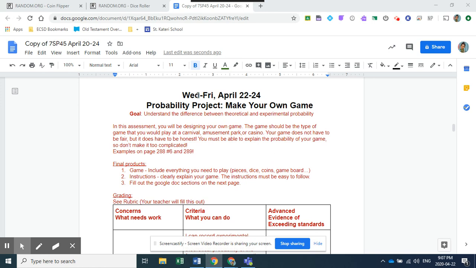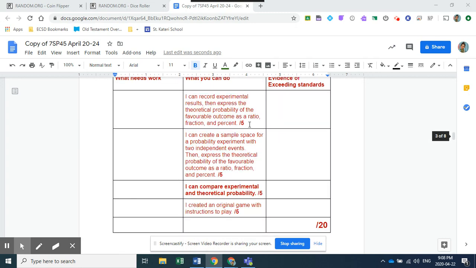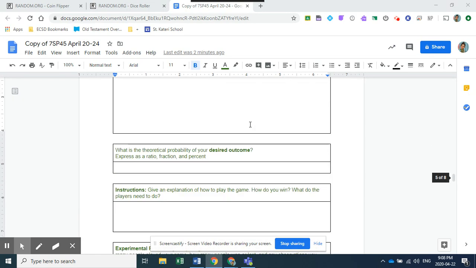Hello, grade sevens. I've had a lot of questions about your probability project this week, so I thought I'd go through it with you with an example game. So this part's just the instructions. Slide down to the green.